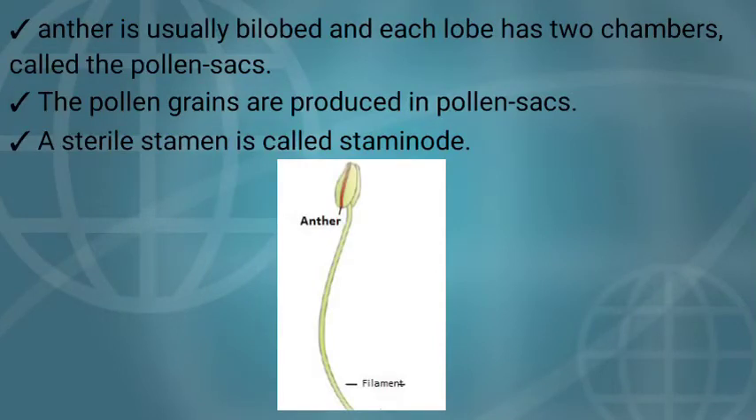Anther is usually bilobed and each lobe has two chambers called pollen sacs. The pollen grains are produced in pollen sacs. A sterile stamen, which is unable to produce pollen grains, is called staminode. Let's see the diagrammatic representation of stamen. The stalk-like structure of stamen is called filament. The knob-like structure of stamen is called anther.